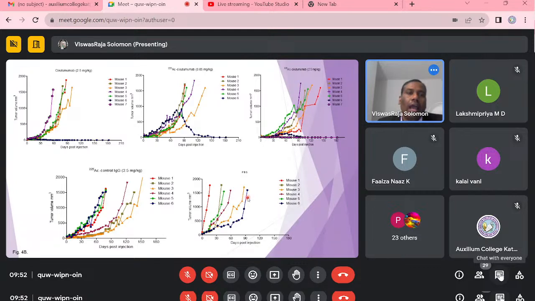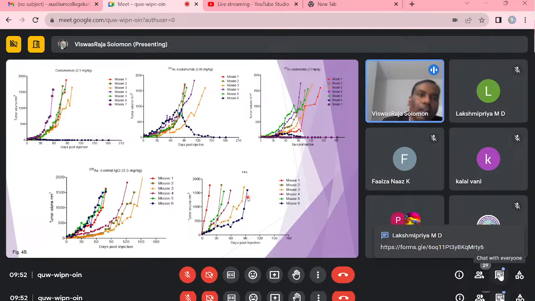For each group, we had 6 to 8 mice. Once the xenograft developed and the tumor reached 20 millimeters cubed, we started the treatment. We gave 2 different doses, one dose on day 10 and the second dose on day 20, to see the real in vivo effect.